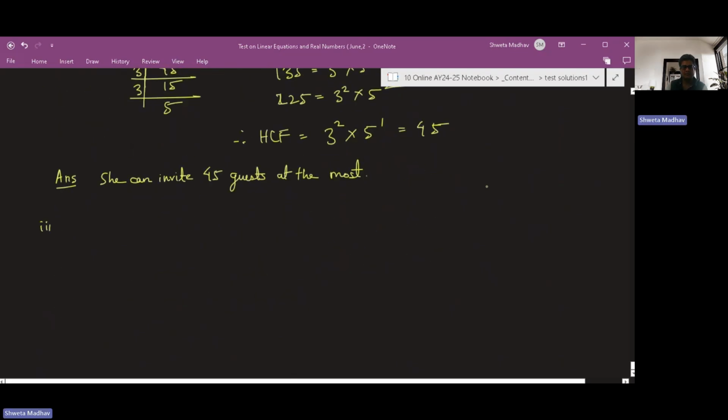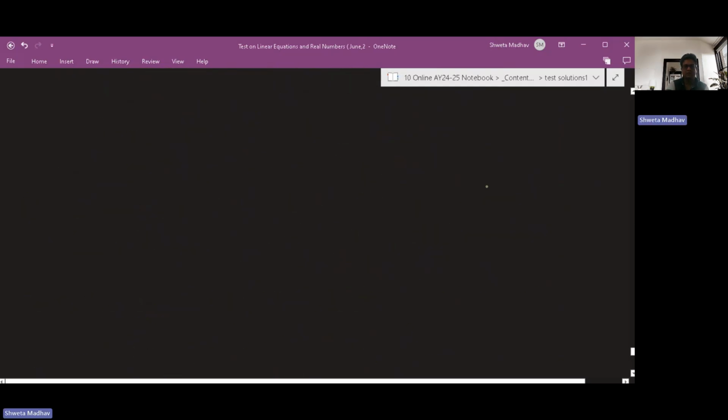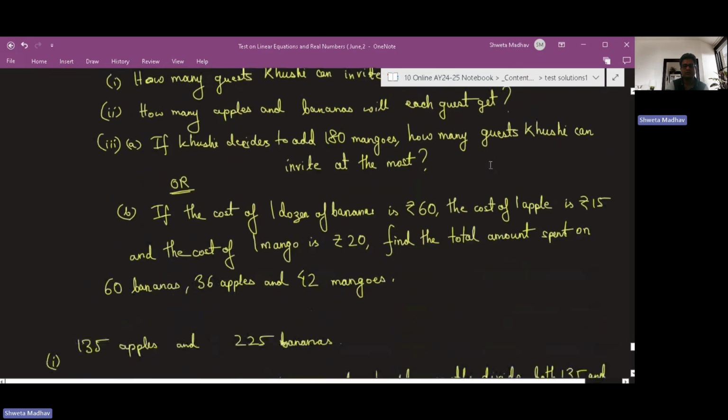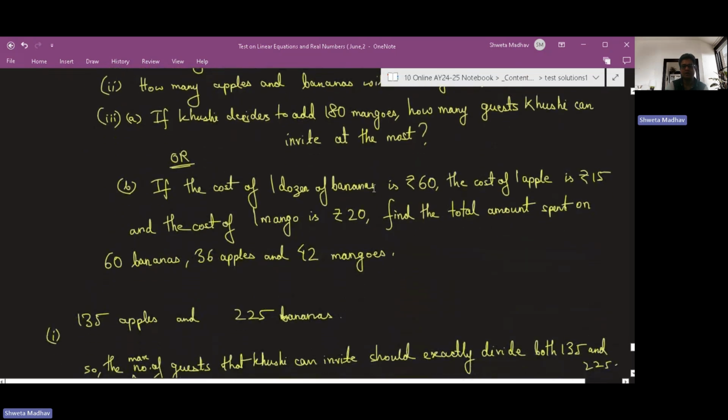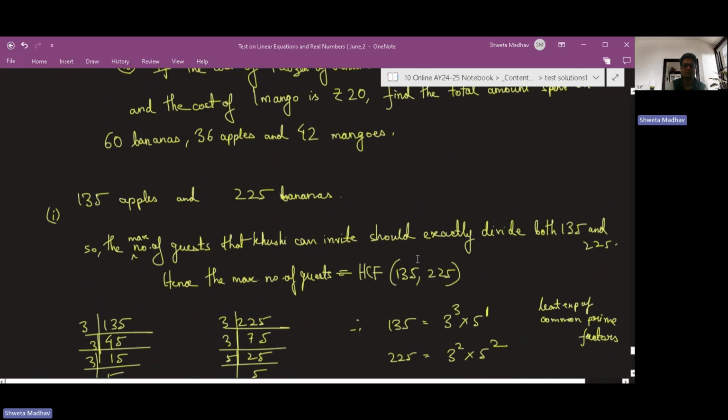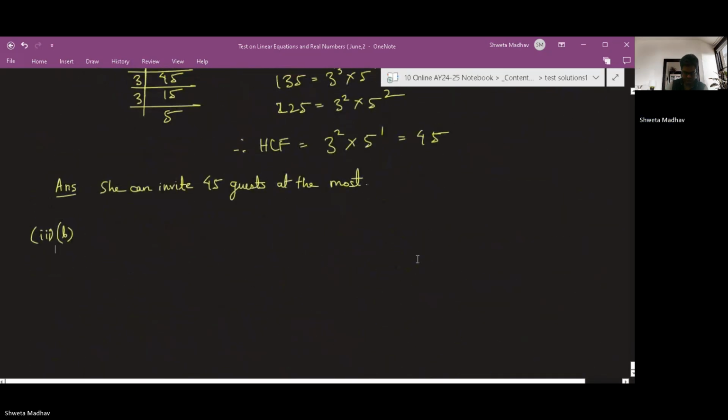Then the third subpart B, which is the OR part, it has been told that if the cost of 1 dozen of bananas is rupees 60, the cost of 1 apple is rupees 15, the cost of 1 mango is rupees 20, then find the total amount spent on 60 bananas, 36 apples, and 42 mangoes. So here it is told the cost of 1 dozen, 1 dozen means 12 bananas. 12 bananas is rupees 60.